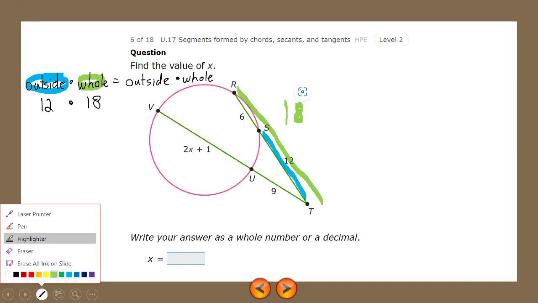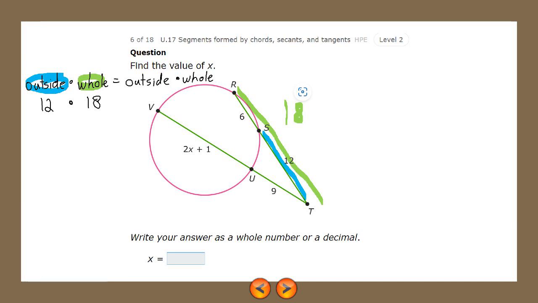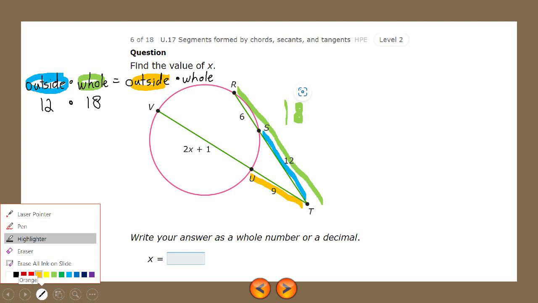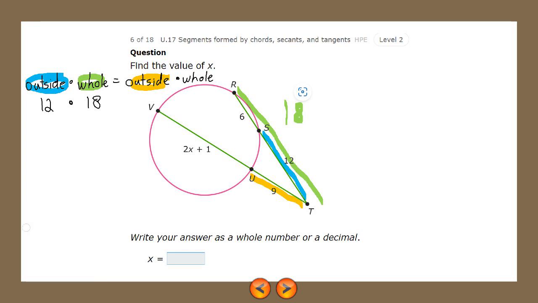We can do the same thing with the other line. We need the outside part of the other line. The outside part of the other line is U to T. It is 9 long. So the other part is 9.